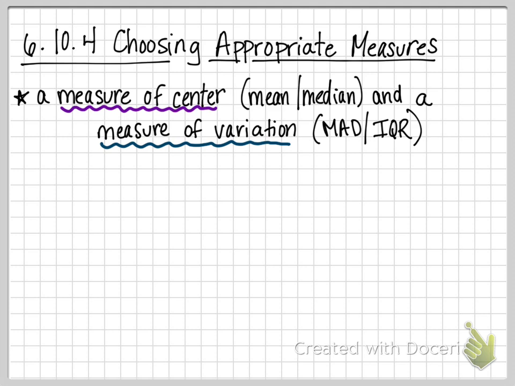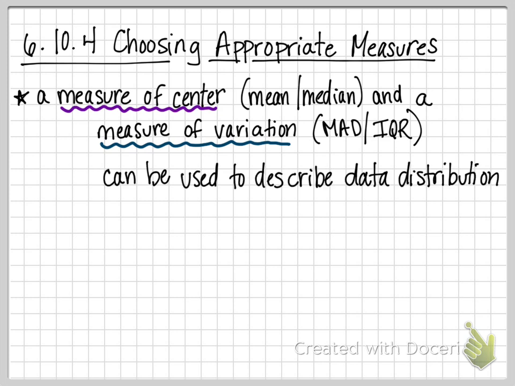So a measure of center and a measure of variation. Measures of variation tell us how much the numbers are spread out from that measure of center. So the MAD, the mean absolute deviation, is a measure of variation. And the IQR, the interquartile range, is also a measure of variation. Okay, so the vocab's important: measures of center, measures of variation.